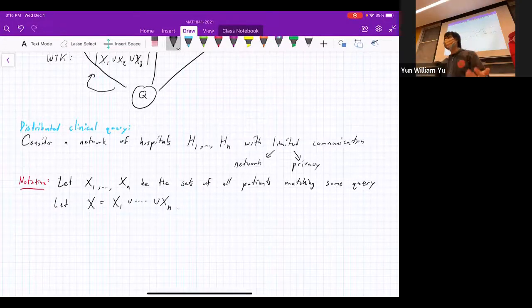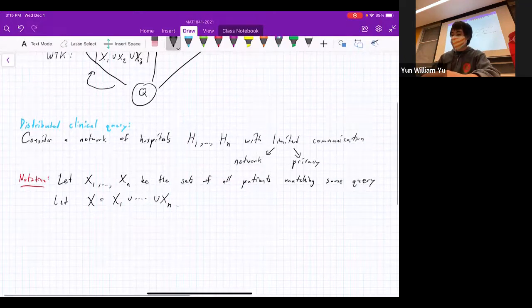We care about the cardinality of this. We don't actually care about the X itself. We only care about the number of patients that match this. There are, of course, other types of queries where you actually want to get the entire list of patients. But in order to do that, you can't really get that much privacy. Well, there are ways of getting partial privacy for that, but we're not going to address that question. Let's see. So what's an initial really stupid idea?